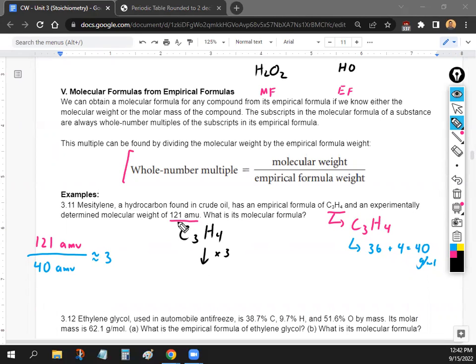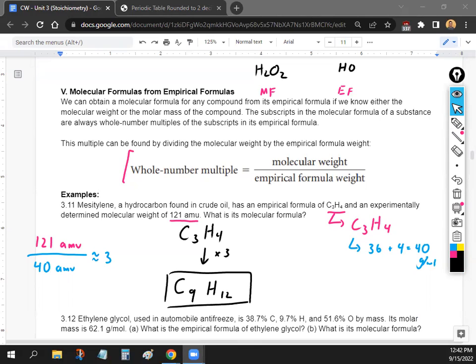Okay, so we're just going to do carbon times 3. So there's 3 of them, so that gives us 9, and then 12. And there you go. That is your molecular formula. So that's how you find molecular using the empirical. All right. Any questions about that one?